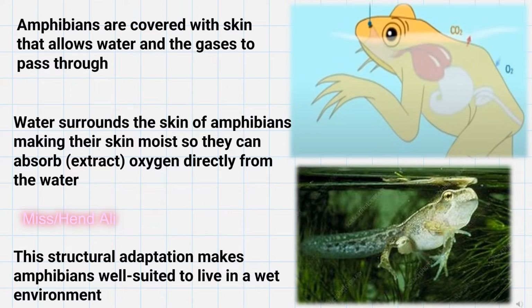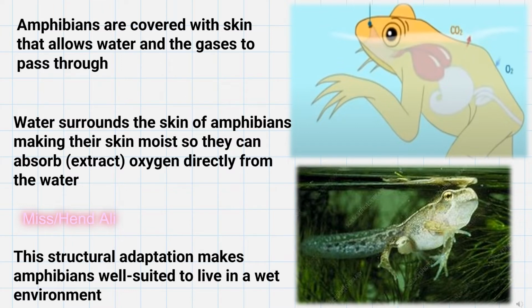Water surrounds the skin of amphibians, making their skin moist. What's this for? So they can absorb or extract oxygen directly from water. So the water that surrounds the skin of amphibians makes their skin moist, and this helps in absorbing or extracting oxygen directly from water. Okay.